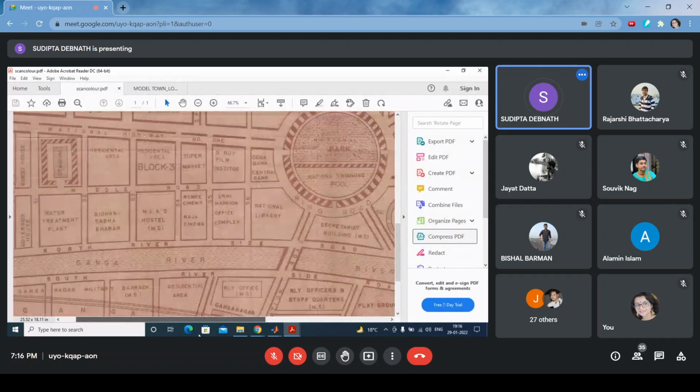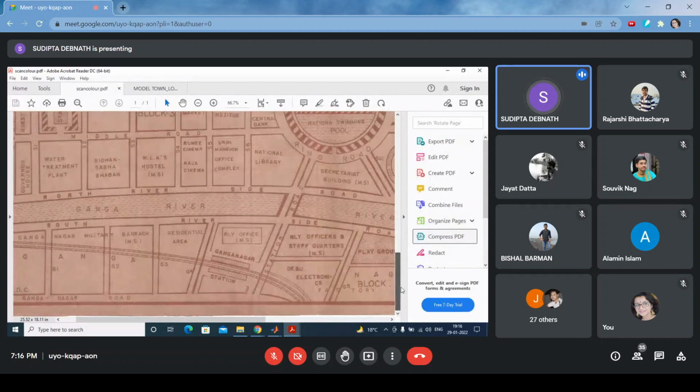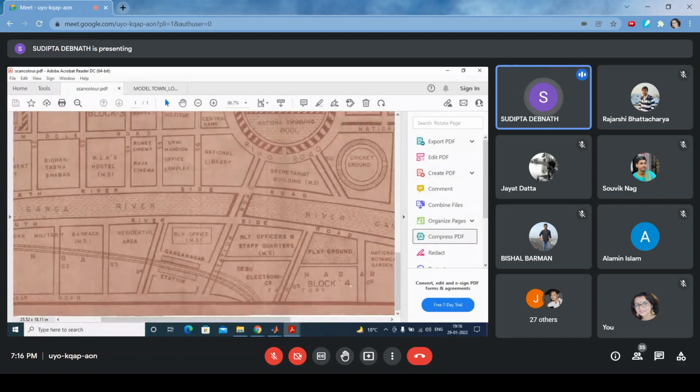Here it is written block 4. But if you find that cricket ground, secretariat building, these are in block 4, you have to demarcate the block 4 by this road like this. Understood how to demarcate which one belongs to block 1, block 2, block 3 and block 4?